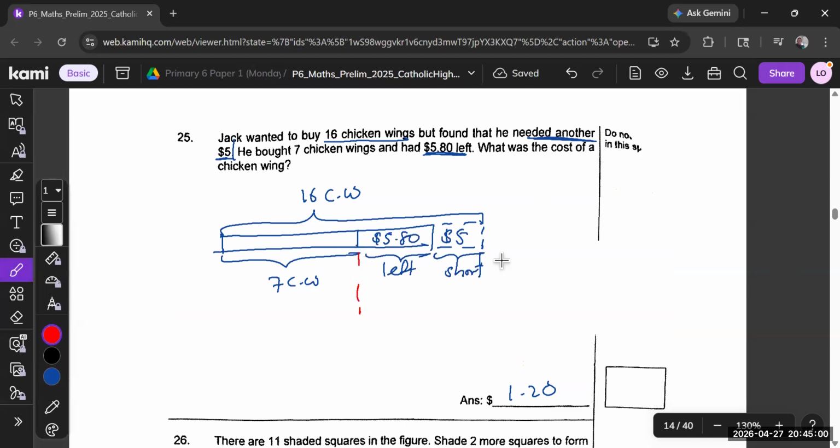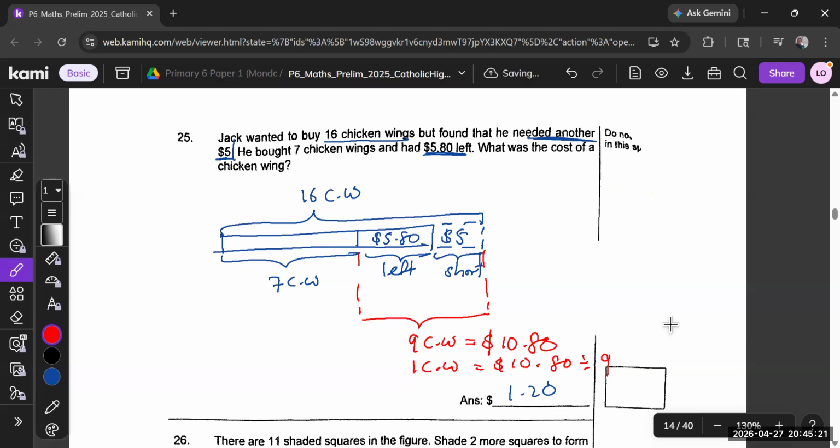Model drawing is comparing. Comparing how many more? 16 minus 7, 9. And how much is 9 chicken wings? $5.80 plus $5, that will be $10.80. So how much is 1 chicken wing? You divide. And no calculator, how to do? Well, you can change it to whole number or you can just divide your decimal. $10.80 divided by 9. So do your long division and you will get $1.20.